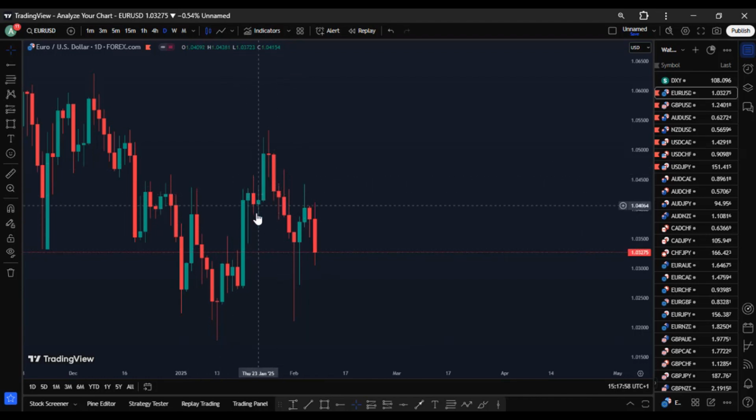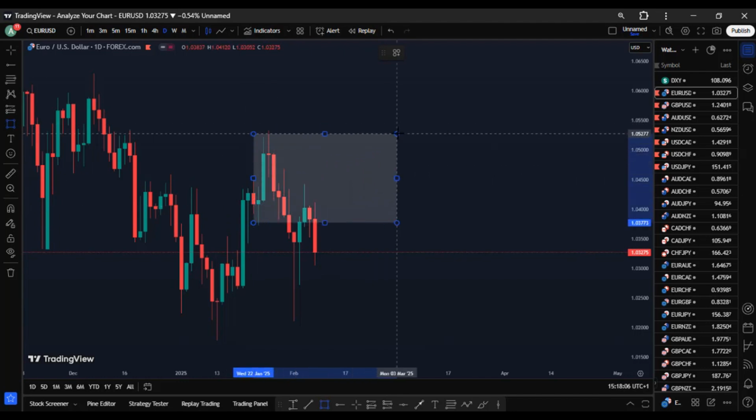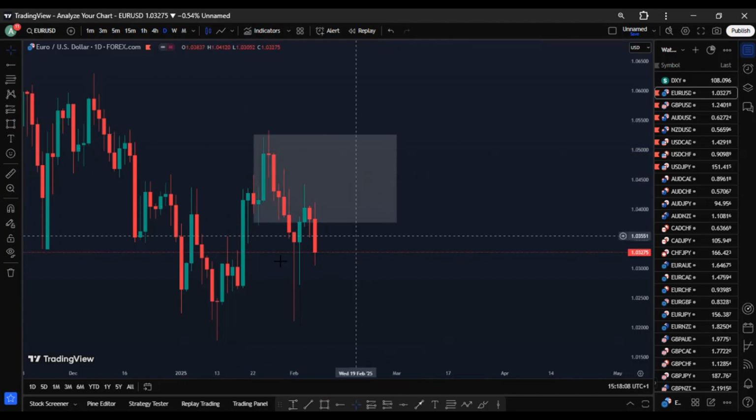Now, if you look at this, you can see that we already have a movement away from the order block, because we had a bullish order block here. If I can draw that out, this is a bullish order block, and as you can see, price has already retested this bullish order block. So now we are trying to move away from that bullish order block.